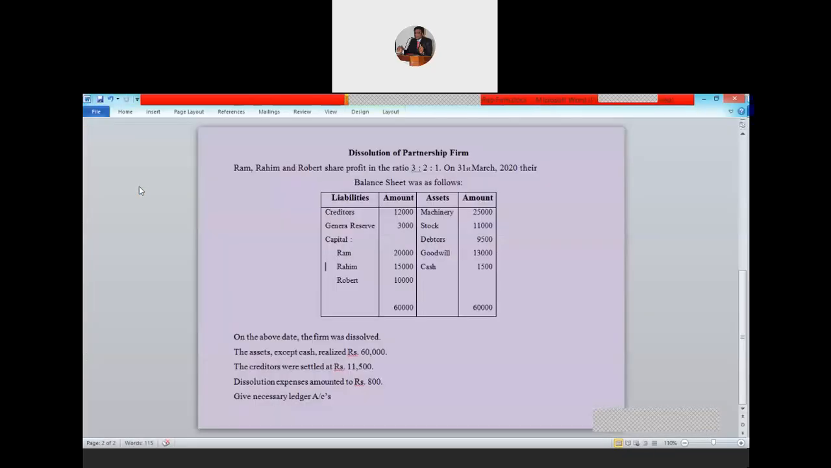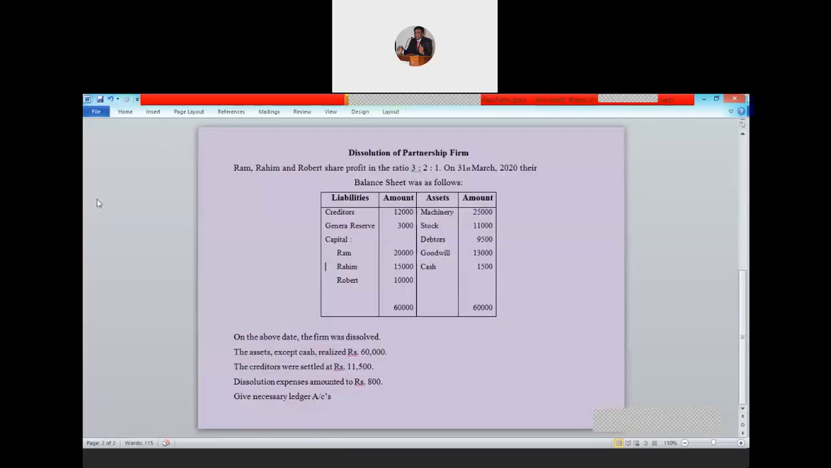Let us see. So ledger accounts in the books of Ram, Rahim and Robert for the year ending 31st March 2020: realization account, partners capital account and cash or bank account. The first step is to transfer all assets except cash to realization account. So realization account debit to machinery account, amount is 25,000.